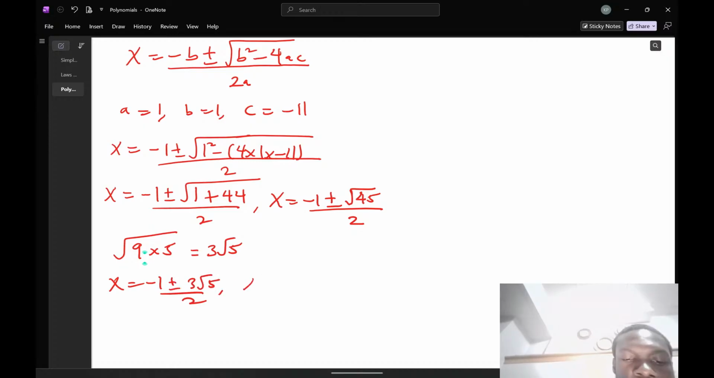So that will be s is equal to minus 1 plus 3 root 5 over 2, or minus 1 minus 3 root 5 over 2. Okay, so we can leave the answer this way.